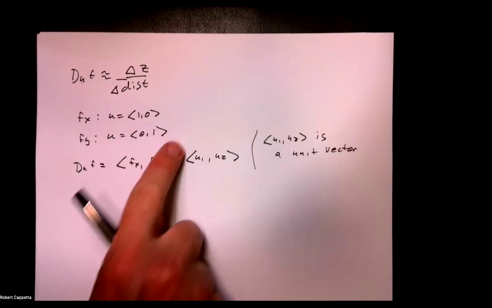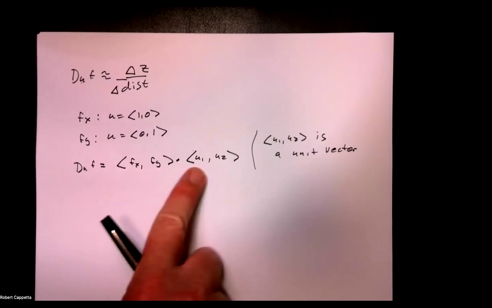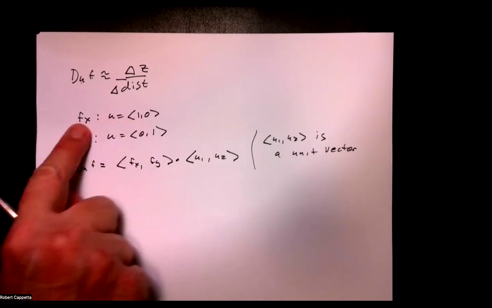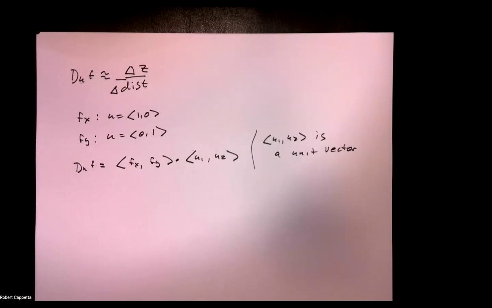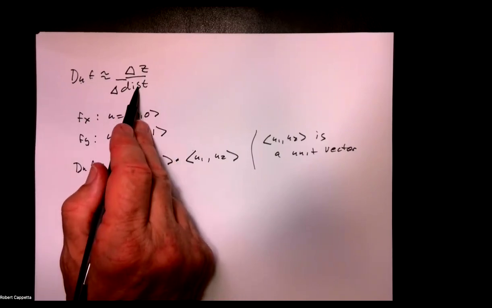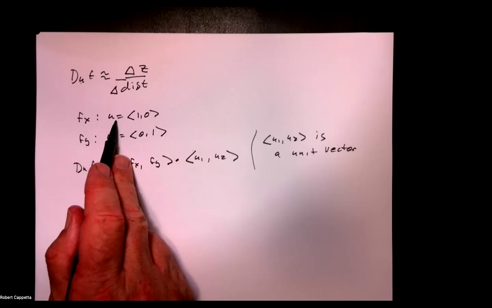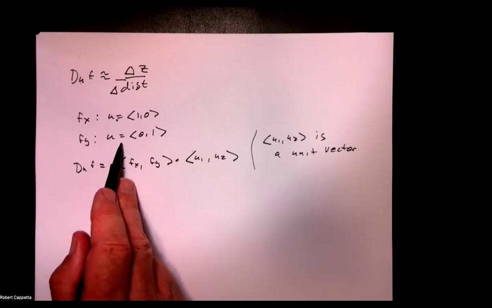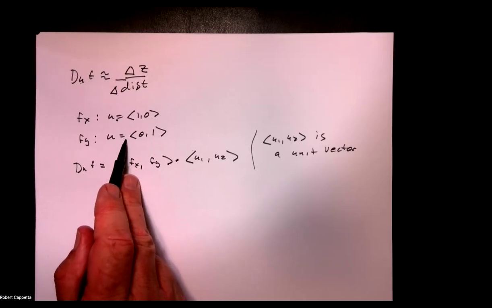So certainly notice if it's 1, 0, fx comma fy dot 1, 0 gives me f sub x, and that satisfies that requirement. But keep in mind what it means geometrically. Change in altitude divided by change in distance traveled. Here it's change in altitude divided by change in x, but the change in x is change in distance traveled. Same thing here. Change in altitude, change in z, divided by change in distance traveled, change in y.